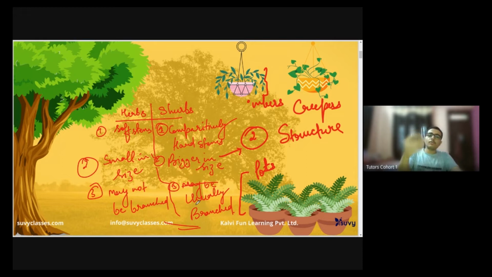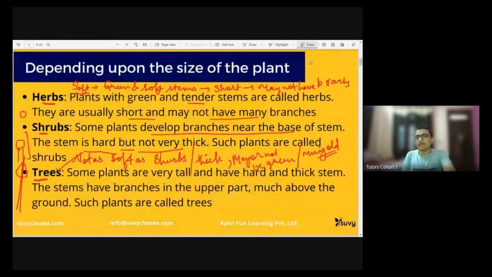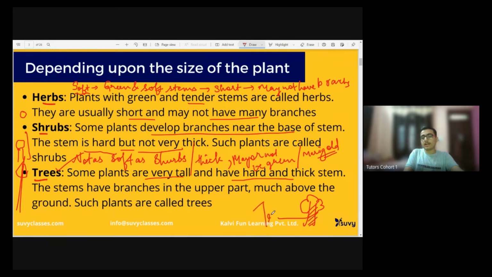Similarly, you can make tables of difference in your notebooks and registers, so that you can go for revision afterwards. Then trees. Now talking about trees, you can even estimate their properties. Some plants are very tall and have hard and thick stems. Trees have a very thick trunk. This is known as the trunk of a tree. It's hard, it's woody. All wood furniture is made from this, and it is thick.